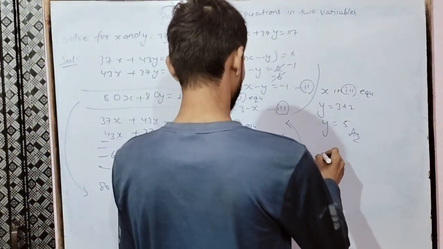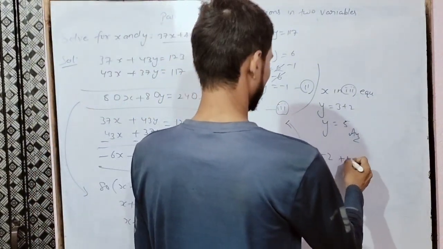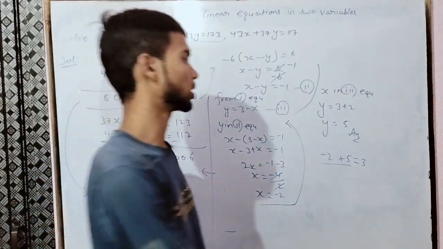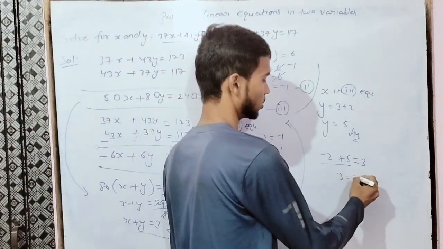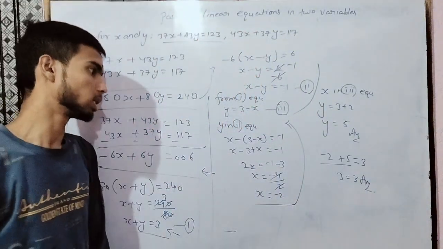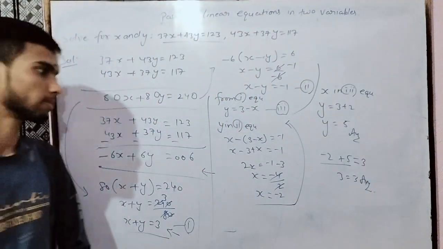So here x is minus 2 and this should be equal to this. So yes, of course this is equal to this. That's why this is a correct answer. This is the correct answer, as you can see.